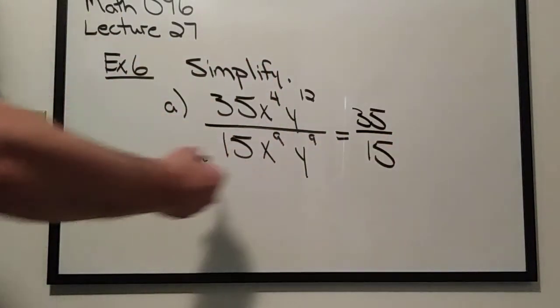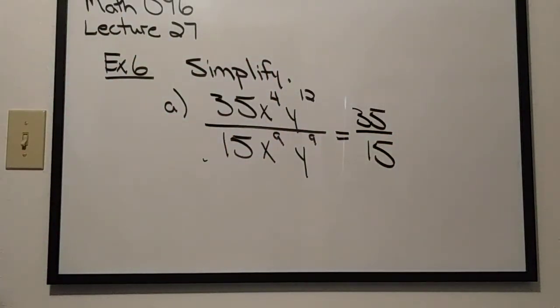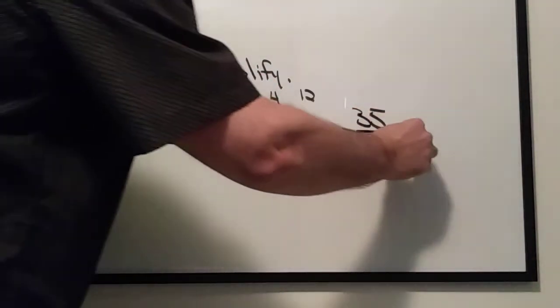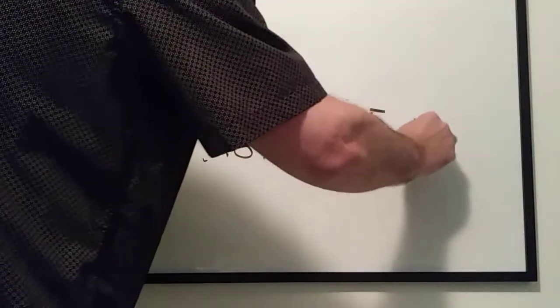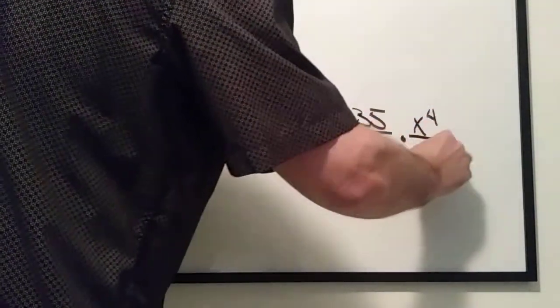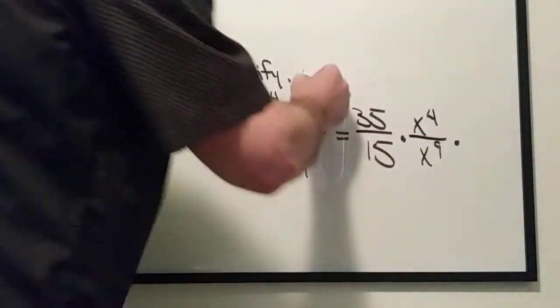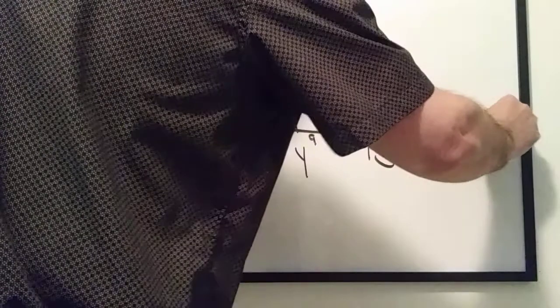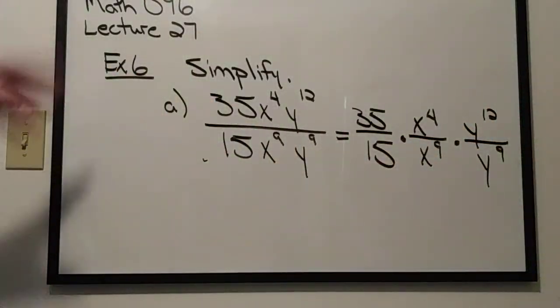And then we can do the same thing with other pieces in this problem that look alike. So we can go ahead and say the x pieces are going to be a separate fraction, x to the 4th divided by x to the 9th, and the y pieces can be a separate fraction as well, y to the 12th divided by y to the 9th. Now, as you move forward with this section, you might not need to write down that separate step where you're thinking about each one of these individual fractions, but if it's helpful to you, go ahead and do it.